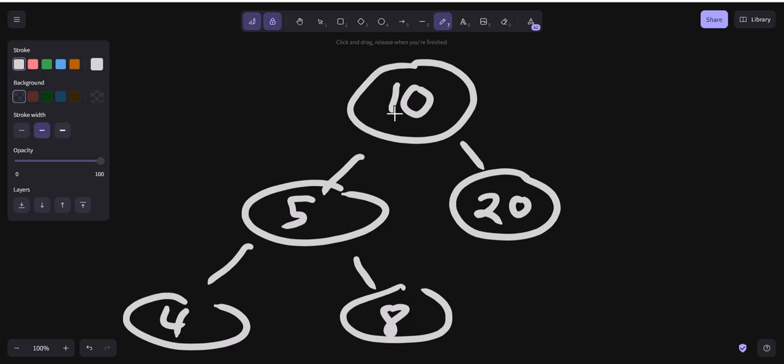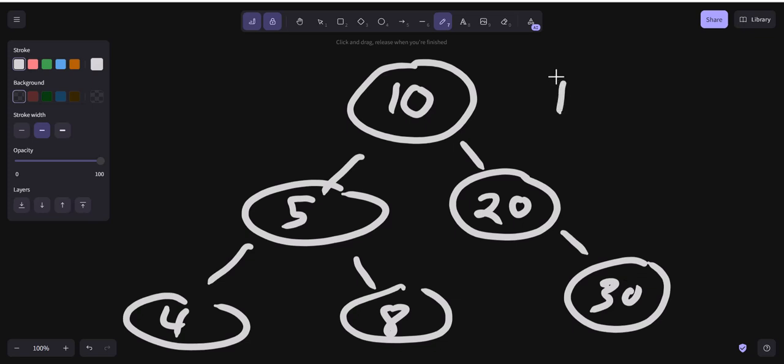If we go on this side, all right, then we can say, okay, cool, we can put 30 here, right? That's fine. 30 is greater than 20, so it belongs on the right. 30 is also greater than 10. So this tree is a binary search tree because all the nodes to the left of the root node are less than the root node.